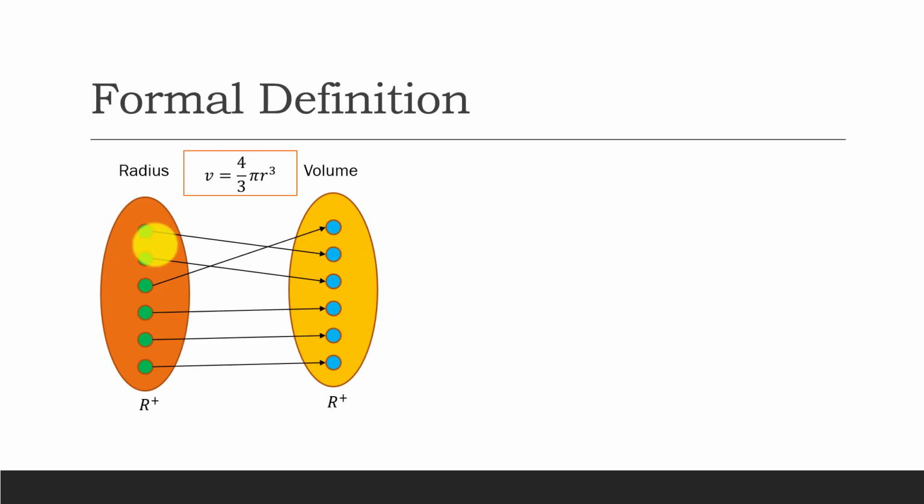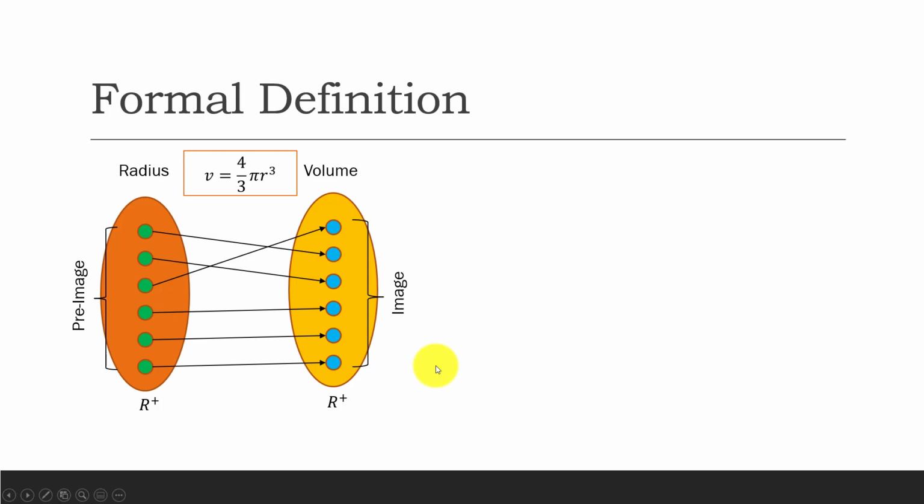Okay, so this set of radius is also called the pre-image, and this set of volume, which is nothing but the dependent variable, is called the image. As we have seen in the previous slide, radius is the independent one and the volume is the dependent one, right? The set of the independent variables is also called the pre-image, and the set of the dependent variables is also called the image.